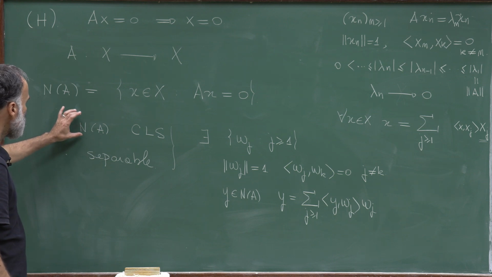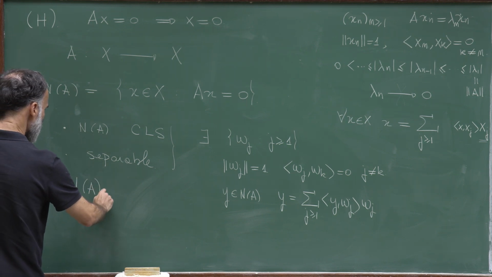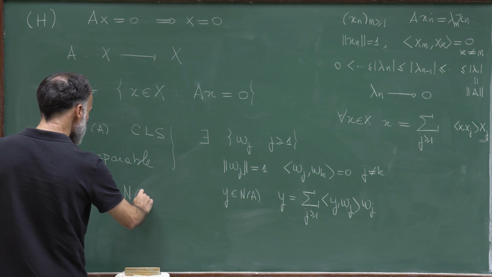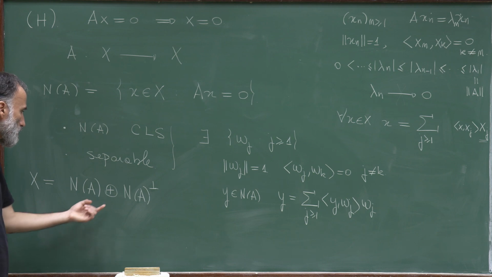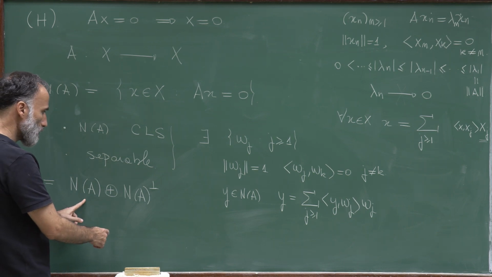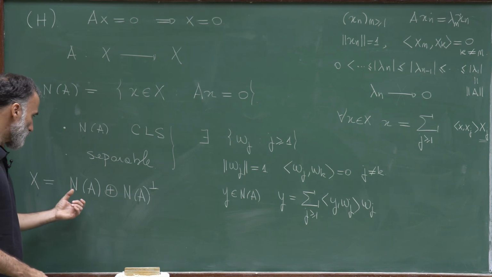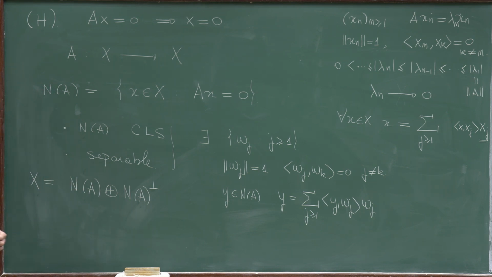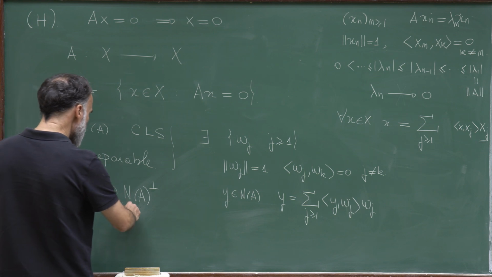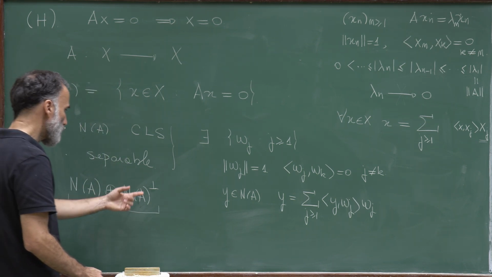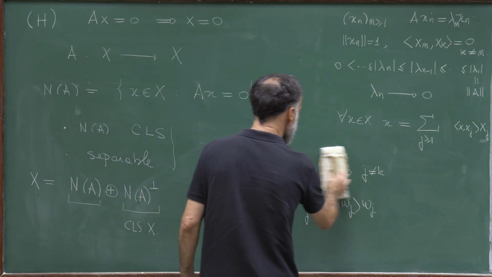Now, I know that since N of A is a closed linear subspace, X can be written as this space plus the perpendicular space. Remember that this sum means that any point in X can be represented as a sum of one point in this space and another point in this space, and that this representation is unique. In particular, the intersection of N of A with this space is the point 0. So in N of A we have a basis, which is given by the w's. So now I will look at this space, N of A perp. We proved it's a closed linear subspace of X. And let's see its properties.